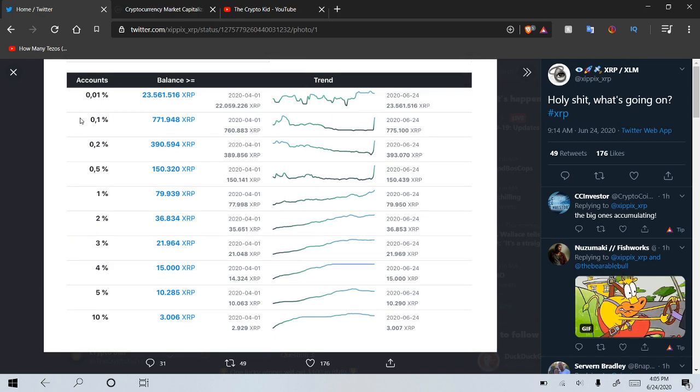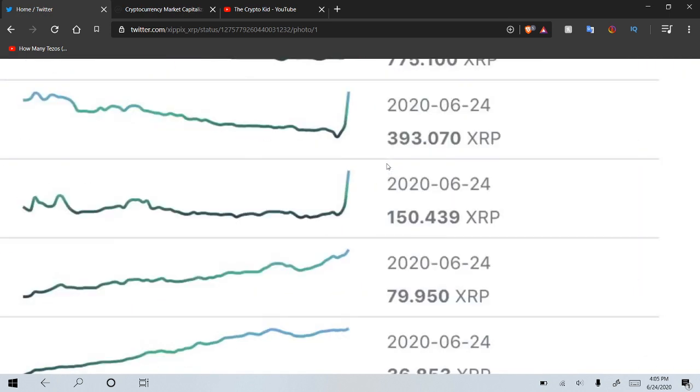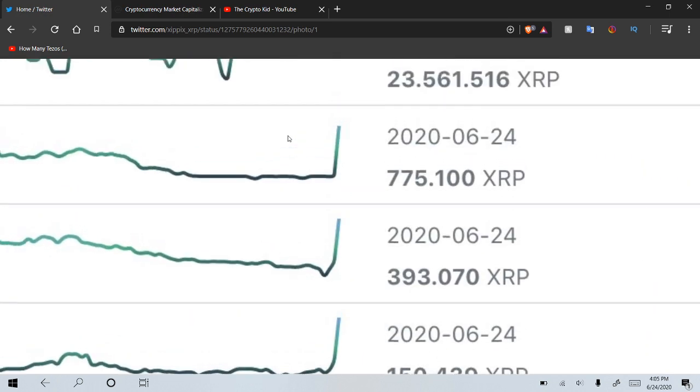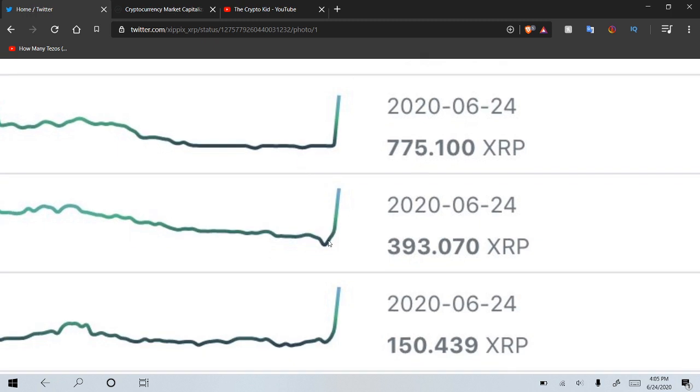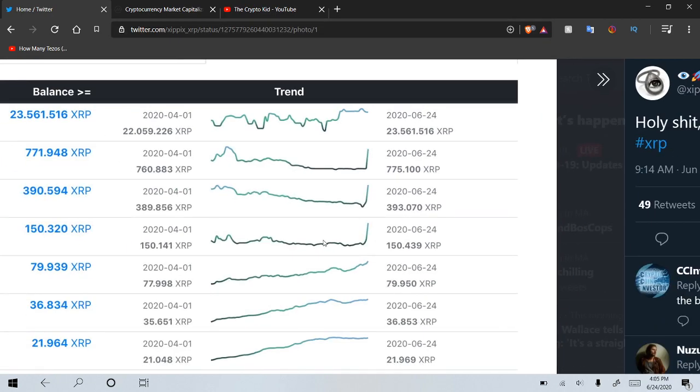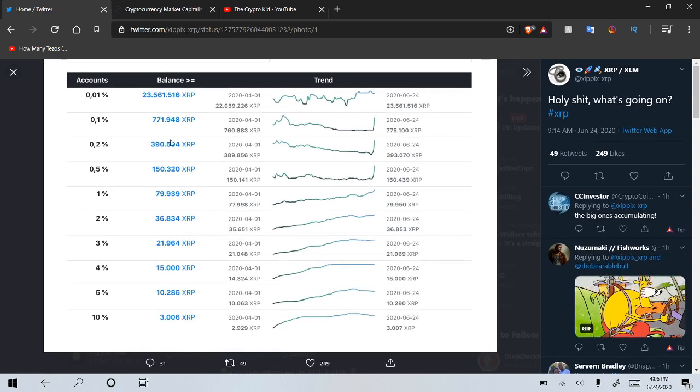But as you can see, at 0.1%, 0.2%, and 0.5%, an absolutely absurd spike occurred, just randomly at basically identical times, especially here, just a flatline, boom, boom, boom. So who knows why that occurred? Obviously very interesting. These are people with over 150,000, over 400,000, over 750,000. So that's very interesting that that happened.